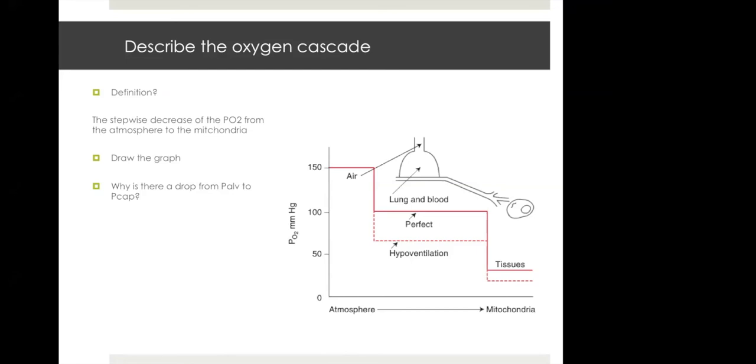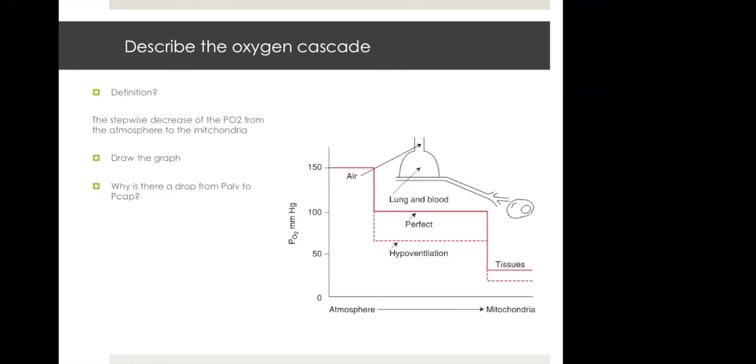And then the next step is the alveolar gas, which is usually about 105, and then that drops to the PaO2 in arterial blood to 100. The reason there's that drop is because I think there's a little bit of venous admixture from the bronchial and the thebesian veins. I'm not sure if that's correct. Is that right? So let's go from the start.